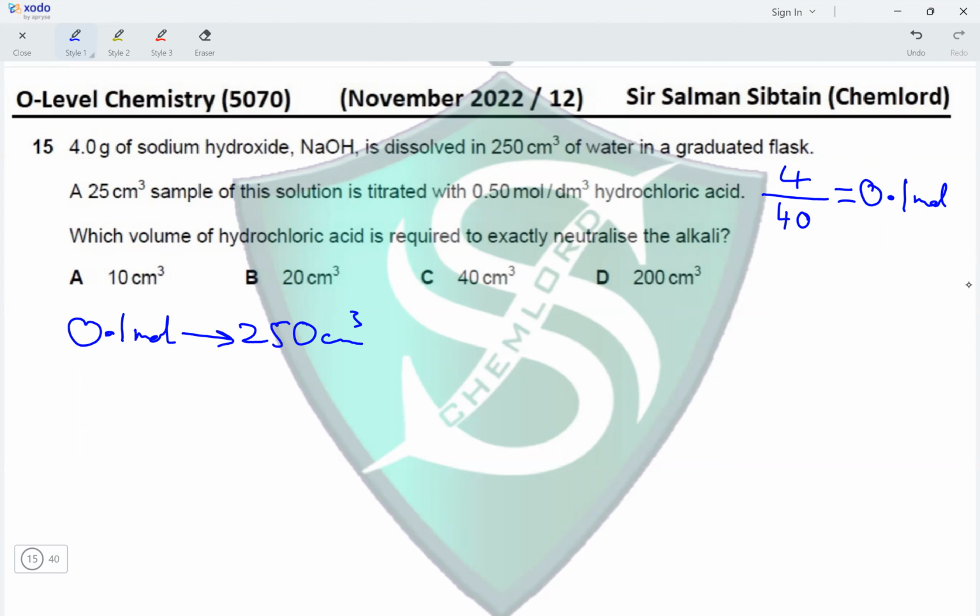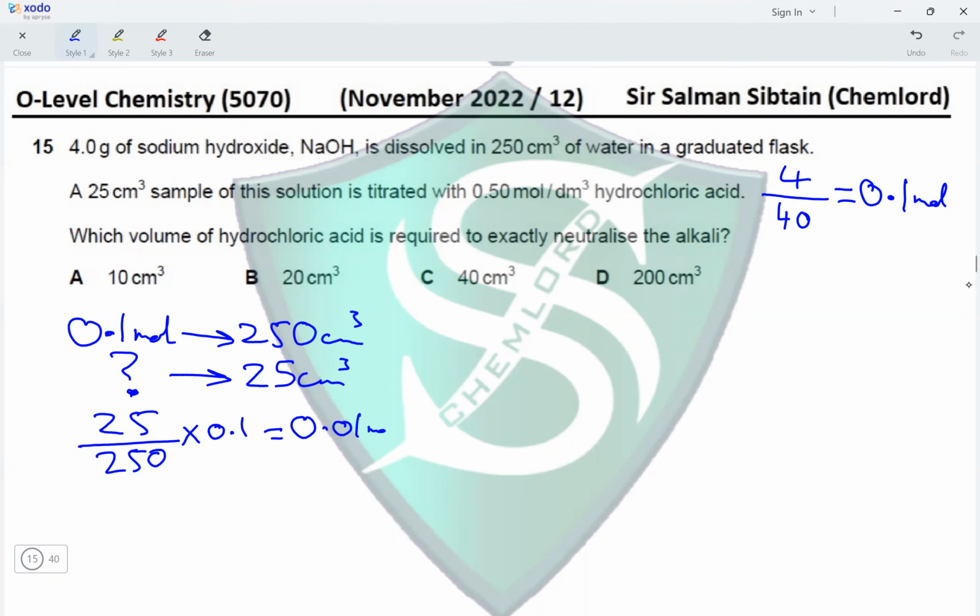Okay, the next part. A 25 cm cube sample of this solution. So out of 250, we take out 25 cm cube of NaOH. So we need to calculate the number of moles that we have taken out. So this would be 25 divided by 250 into 0.1, giving us a value of 0.01 moles of NaOH that we have used. Now, what have we used this for? Let's continue reading the question.